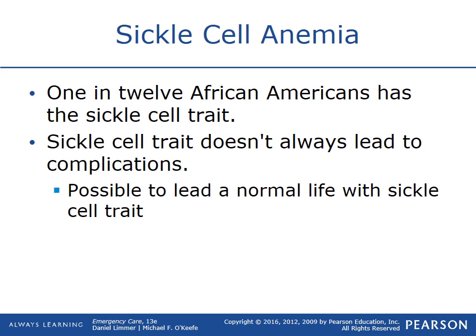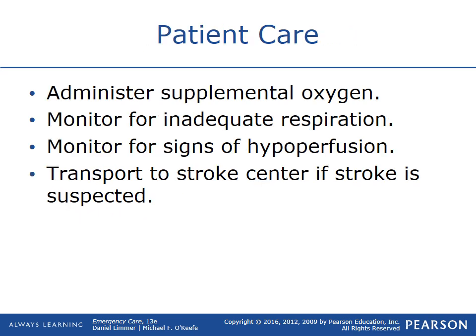However, when they have a sickle cell crisis, they do have quite a bit of pain, so these folks tend to be on pain medications quite a bit, and some of them even develop addictions to pain medicine. What are you going to do for it? Well, administer oxygen, monitor for breathing problems, monitor for signs of shock, and transport to a stroke center if a stroke is suspected.